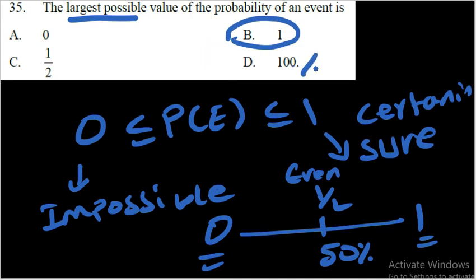In percent, it must be 100% if you are asked for percentage, but it says the largest possible value. The value is maximum 1.